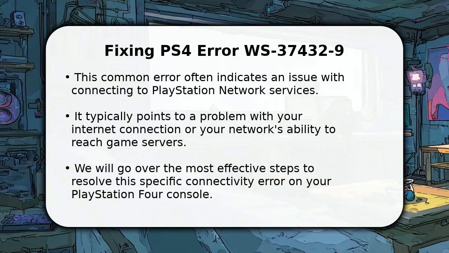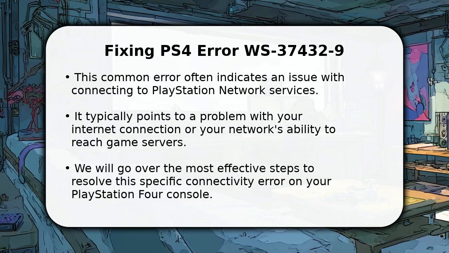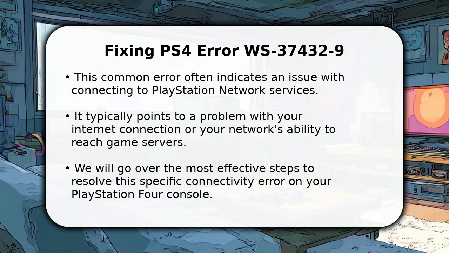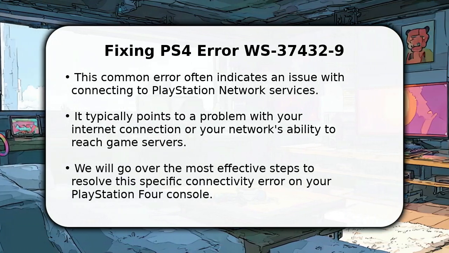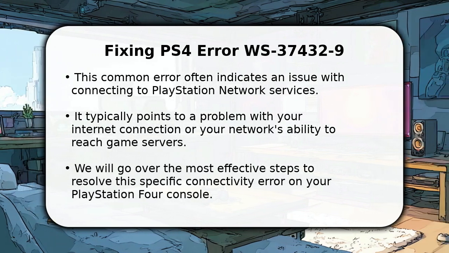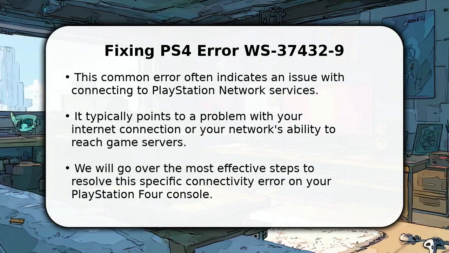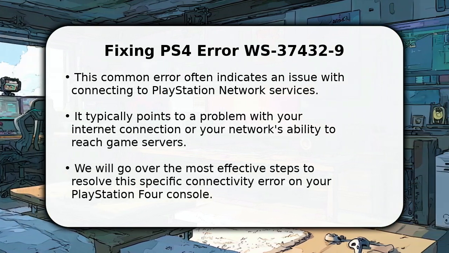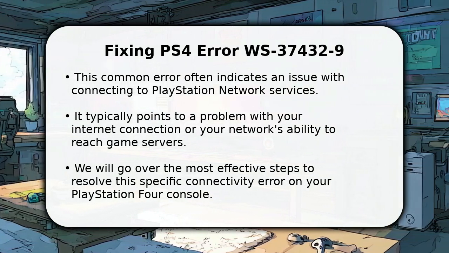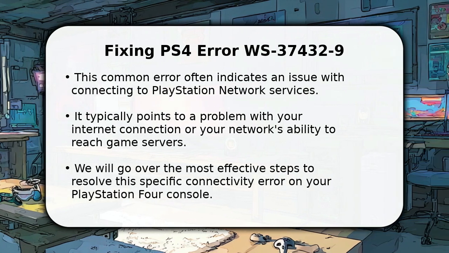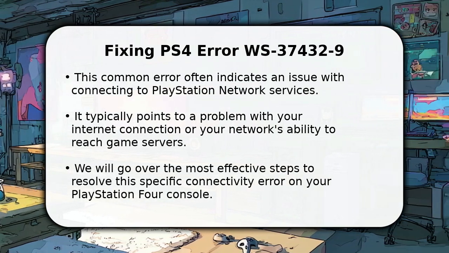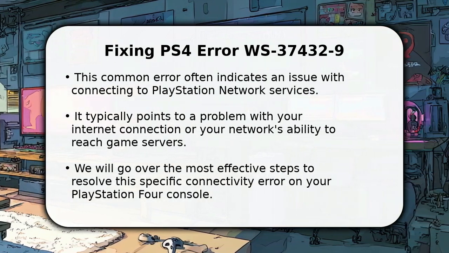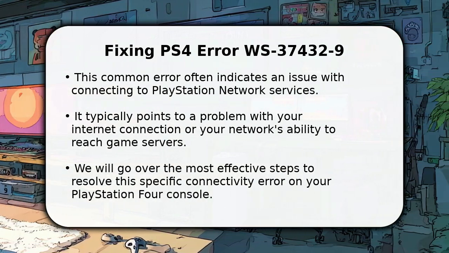In this video, I will explain how to fix error code WS-37432-9 on PS4. First, let's ensure your console has a basic internet connection by going to Settings, then Network, and finally, Test Internet Connection. This initial check quickly tells us if your console is even able to connect to the wider internet. Observing these results will guide our next troubleshooting steps. This is a crucial starting point for any network issue.